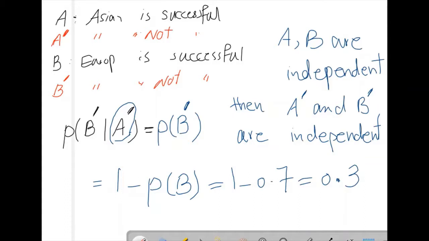So again, when A and B are independent, then A prime and B prime are independent. So A prime doesn't have any impact on B prime. So according to the definition of independence, the probability of B prime given A prime is the probability of B prime. The probability of B prime according to proposition 2 is 1 minus probability B, so it is 1 minus 0.7 is 0.3.